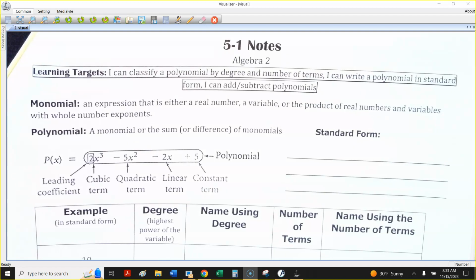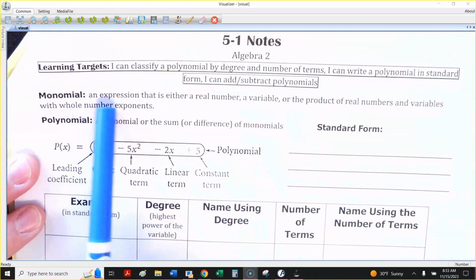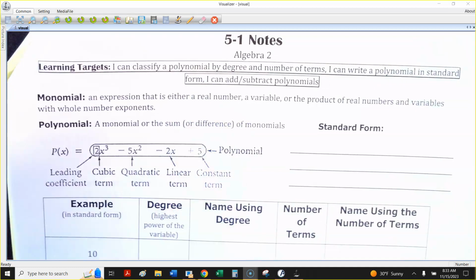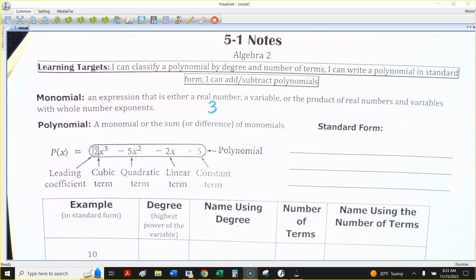Information about how to label and how to do things like that. Okay, so polynomial can be what we call a monomial or made up of monomials. So that's the little definition I have right here. It just says an expression that's either a real number, so I'll just make something up. So like it could just be a plain number, like the number 3.